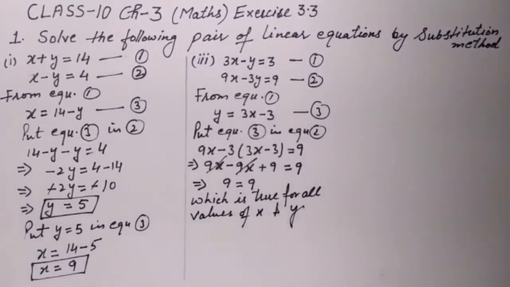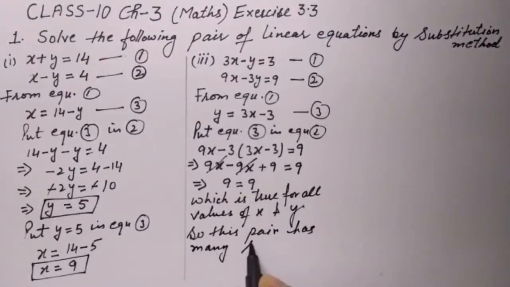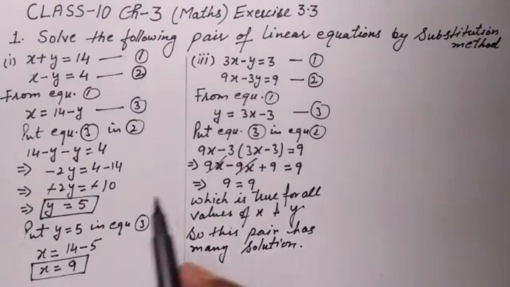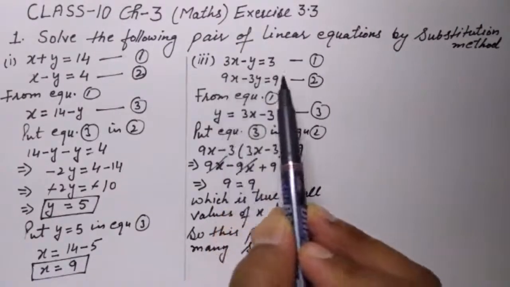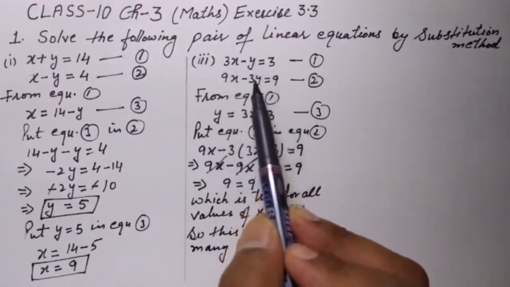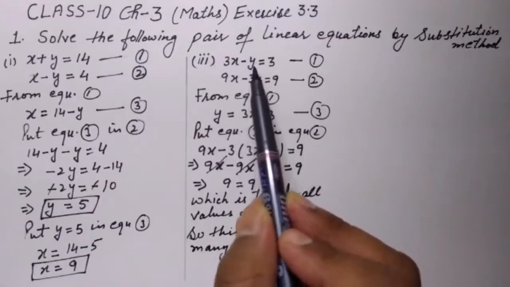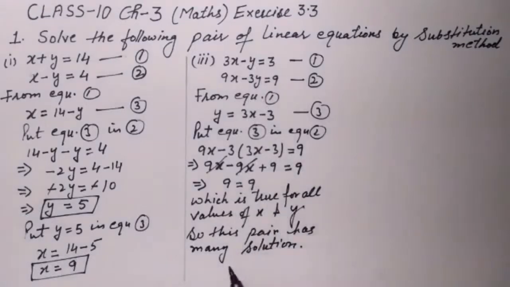So it has many solutions. So this pair of linear equations has many solutions, infinitely many solutions, because these are overlapping lines, coincident lines. If you see these lines properly, if you divide this full line by 3, you will get 3x minus y is equal to 3. So these are the same equations. It means these are overlapping lines. And if these are overlapping or coincident lines, then there will be many solutions because they will have many common points.